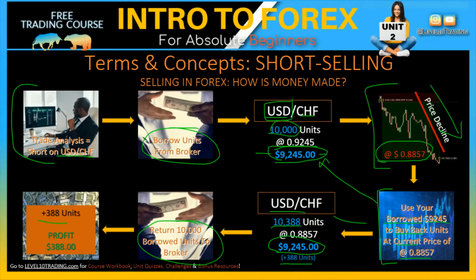But what you have, again, is your 388 units, which in this example equals a profit of $388 because your account is in US dollars. And you rinse and repeat this with a proven profitable strategy that is accompanied with awesomely disciplined trade management in order to maintain a consistently profitable trading experience.